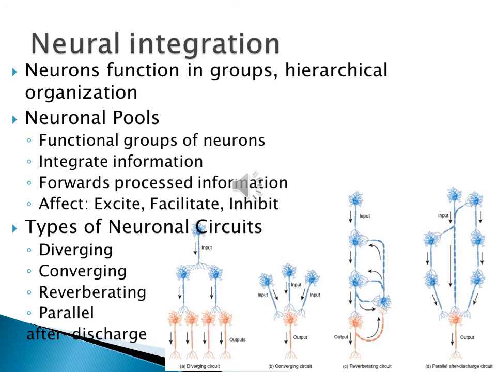We have a reverberating or an oscillating circuit, where the signal is going to travel through a chain of neurons, each feeding back to the previous. Think here about your sleep-wake cycle or a repetitive movement such as walking. And then finally, we have a parallel after-discharge circuit. This signal is going to stimulate neurons in a parallel array. So they might run in 3 parallel pathways that eventually converge. But because they potentially reach the output at different times, it may cause a burst of impulses called an after-discharge.